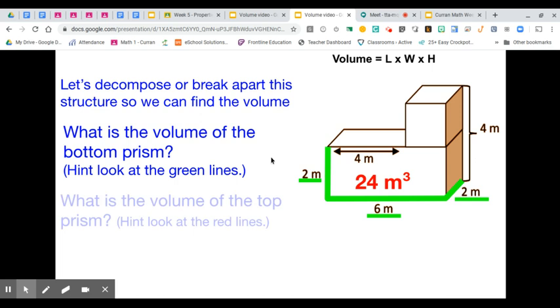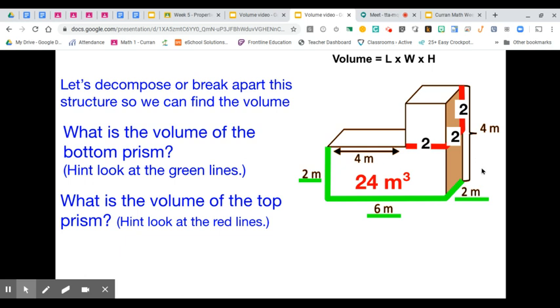Now we need to take a look at the volume of the top prism. Let's take a look at the red lines. If I'm taking a look at those red lines, I am noticing these following measurements. Since the entire way across that top box was a length of 6 centimeters, and this part that I'm not using is 4 centimeters, it means there's 2 left over, which would be that measurement of the length. The width is the same, if you notice, exactly the same for the bottom box and the top box. So it's also a measurement of 2 meters.